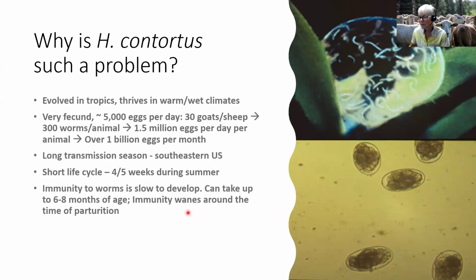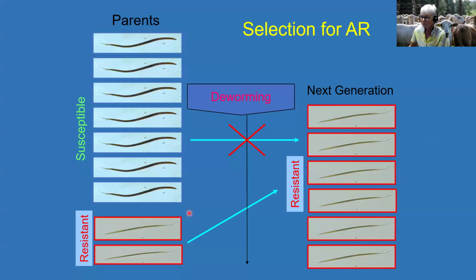And around the time of lambing and early lactation, the immune system is suppressed in the dam, and that's the time where the mom is putting out the eggs and the larvae for the next generation of her offspring, and that's bad news. That's what continues the life cycle of the worms.